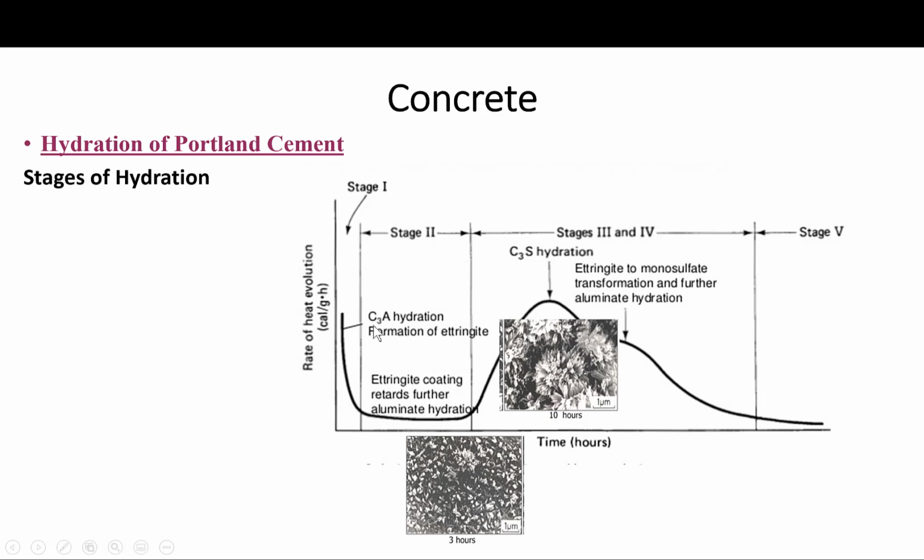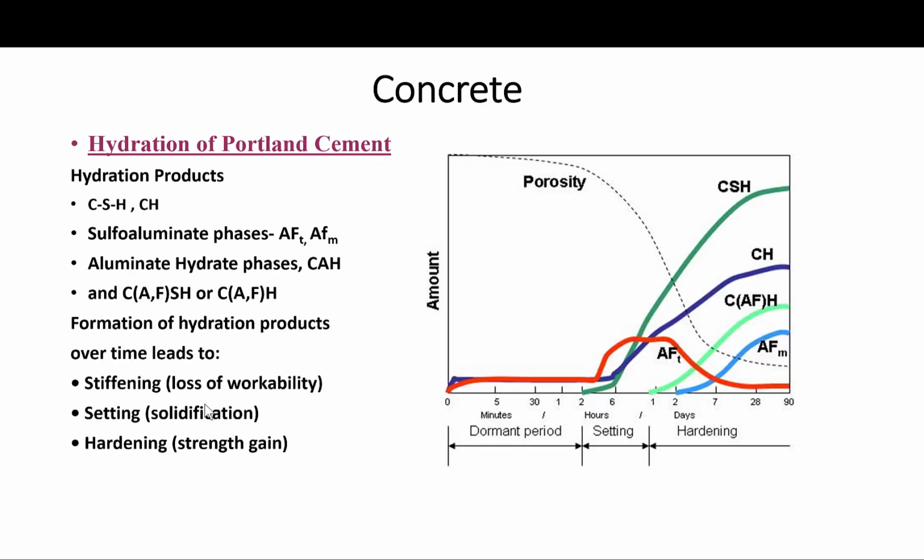This is just a quick glance at the hydration process and what happens when the cement comes into contact with water. Okay, and of course we will study the hydration products, what forms, like the calcium hydroxide or the calcium silicate hydrate gel I mentioned. We have the sulfo-aluminate phases, referred to as the monophases or the ettringite. There are other products such as the aluminate hydrate phases, and how the formation of these hydration products over time leads to stiffening, the loss of workability, setting, the solidification, and hardening, which is the strength gain. And again, we will study all that in detail, what happens and how and why it happens.